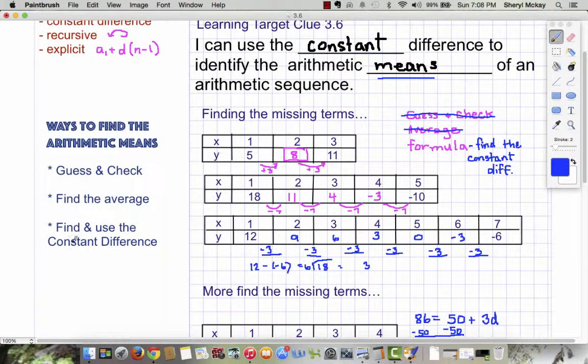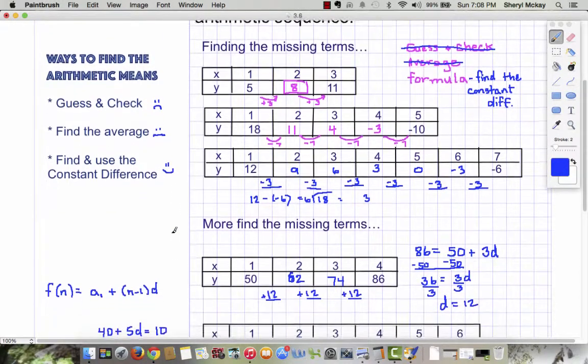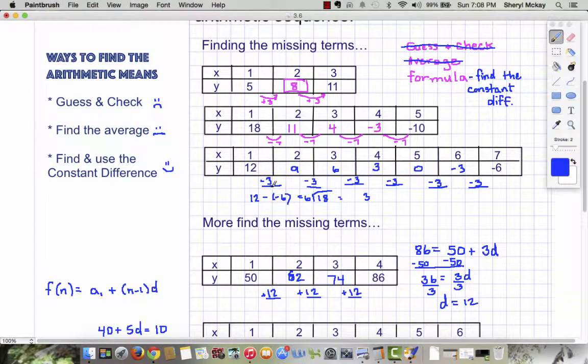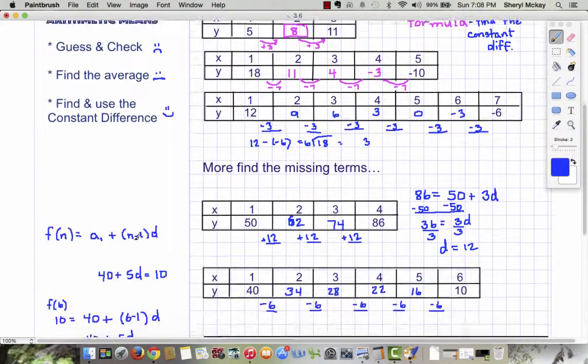So we've got some ways that we can find arithmetic means. We've got guess and check. Not your best way. Kind of gets to be a little difficult. Finding the average could work but might not work. Find and use the constant difference, that's really the best way. And as you can see, there are different ways to do it. You can actually draw out your lines so that you can count your arithmetic means, or you can look at the term and use your explicit function to figure it out.